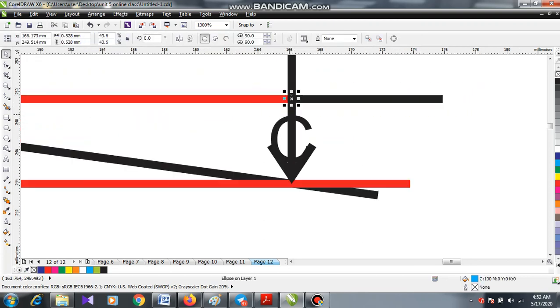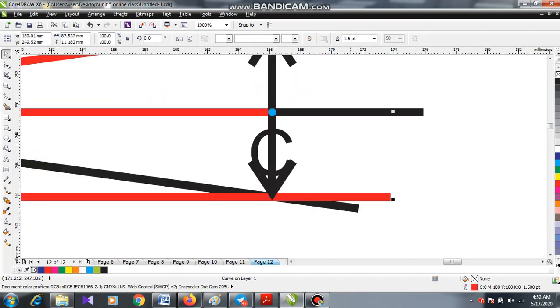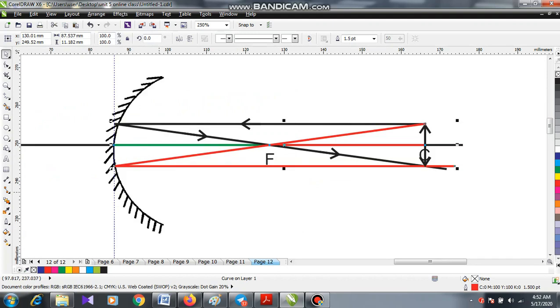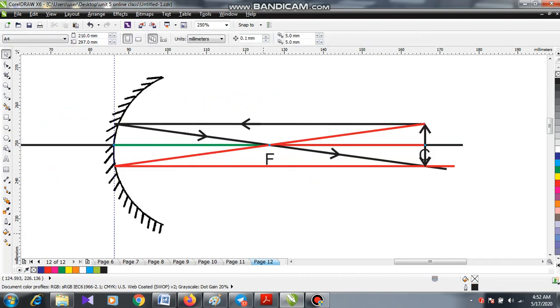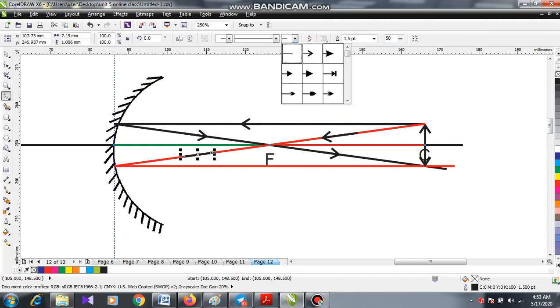I will take this one out. These two, the object and the image, if you draw them perfectly, will be equal in size. So don't forget to draw the arrows here. You have to draw the arrow here, here the arrow, here the arrow.